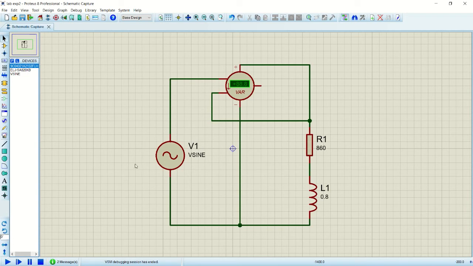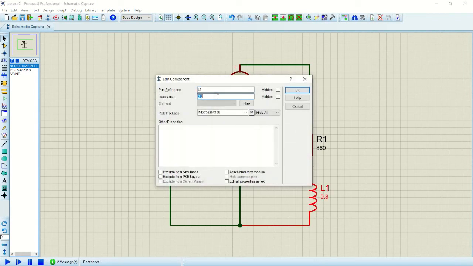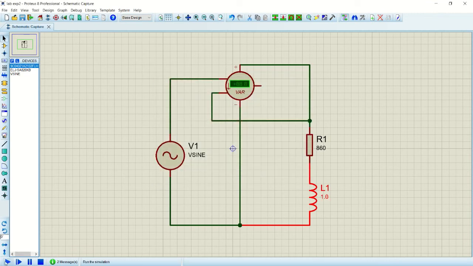For the sixth reading and last one, we need to change the inductor value to 1 Henry, and you will get the value 3.75 VAR. Okay, that's all for the simulation in activity 2, and thank you.